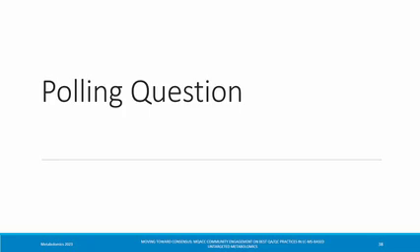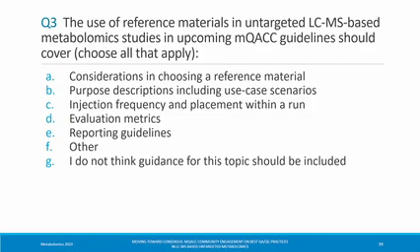So that brings us to our polling question. Is that up? We ready? Okay. So the use of reference materials in untargeted LCMS-based metabolomic studies in upcoming guidelines should cover considerations in choosing a reference material, B, purpose descriptions, including use case scenarios, C, injection frequency and placement within a run, D, evaluation metrics, E, reporting guidelines, F, others, or G, I do not think guidance for this topic should be included.